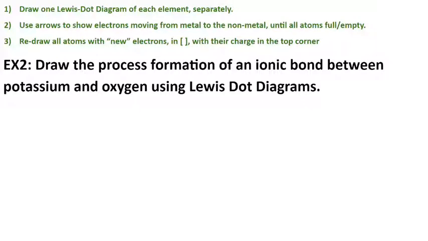The second example just changed the elements. The whole wording of the problem is still the same. If we want the full process from beginning to end, we have to ask you for the full process. So start the process again. Potassium and oxygen this time. Potassium has 1 dot again, just like sodium did. Oxygen is going to have 6 dots.